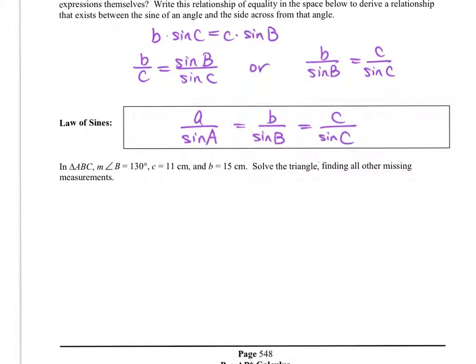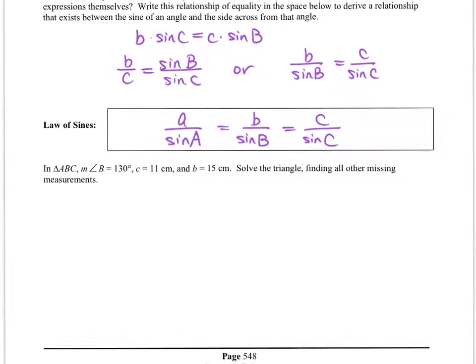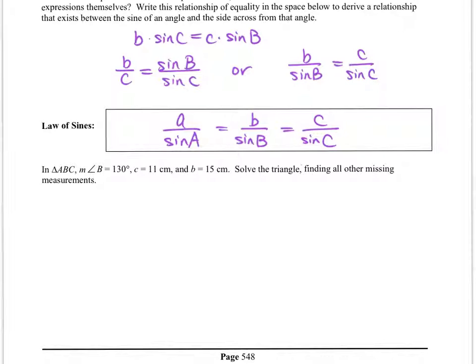Excuse me. So here's an example. In triangle ABC, I've got one angle, opposite side and another side. So two sides and an angle. And I'm asked to find all other missing measures. So what I need to do is simply set it up by using law of sines.